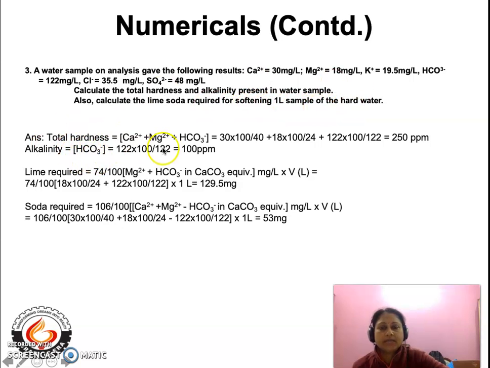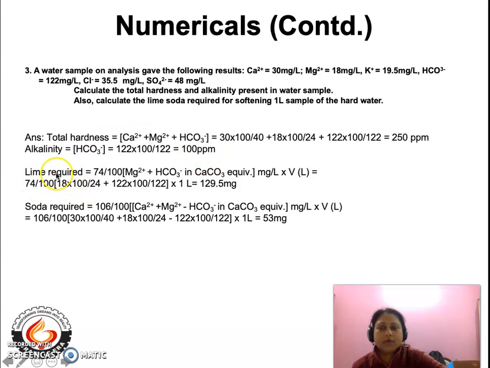So the total hardness we are going to calculate. It is because of the presence of the calcium ions, the magnesium ions and the bicarbonate ions, and we have to convert into calcium carbonate equivalent. So it is 30 into 100 divided by 40 plus 18 into 100 divided by 24 plus 122 into 100 divided by 122. It is coming out to be 250 ppm. So the total hardness is 250 ppm. The alkalinity is because of the presence of the bicarbonate ions, and that is 122 into 100 divided by 122. You have to convert it into calcium carbonate equivalent, and that comes out to be 100 ppm.